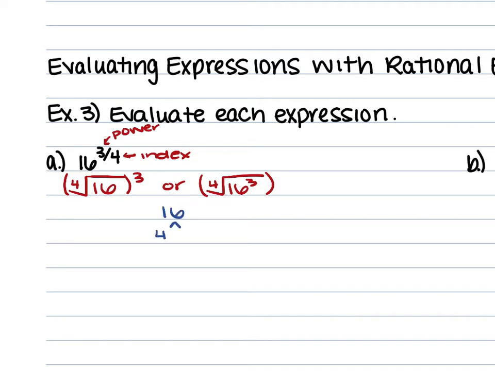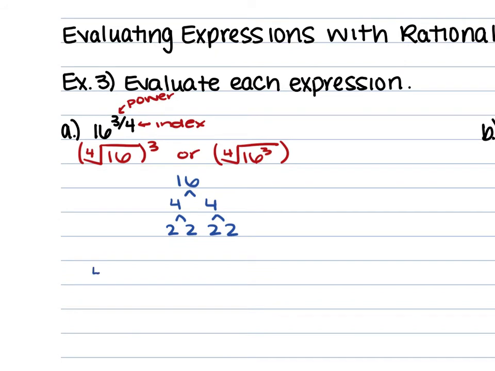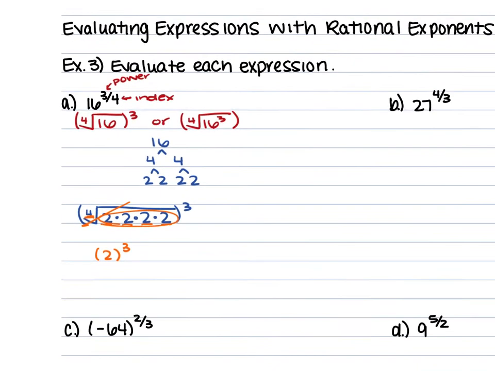So I'm going to find the prime factorization of 16. That 16 is 4 times 4. The 4 is 2 times 2. So this is giving us really the 4th root of 2 times 2 times 2 times 2, all raised to the 3rd power. So my index is 4. I need 4 of the same number in order to get rid of that radical. So 1, 2, 3, 4. I can get rid of that radical, rewrite one of those 2's, so I just have 2 to the 3rd power. 2 to the 3rd power is 8, so our answer is 8.